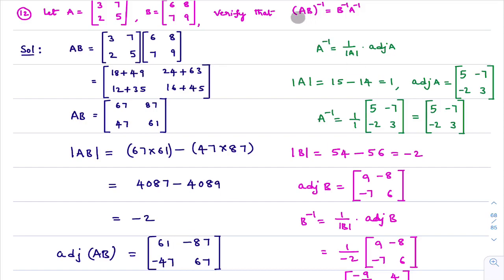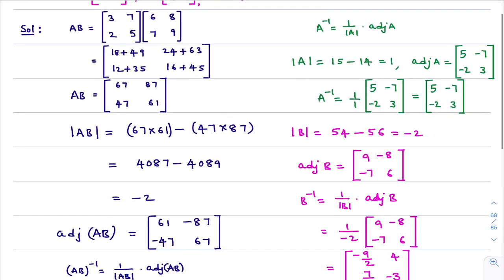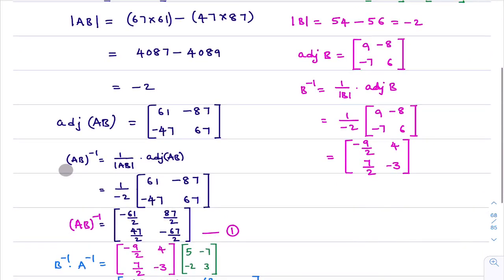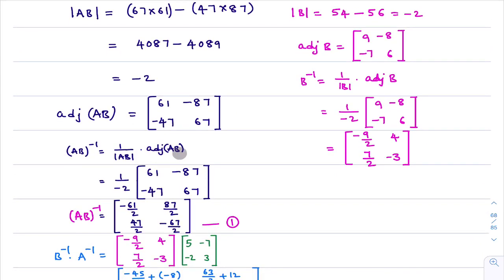Now I am calculating this LHS, AB whole inverse. What is AB whole inverse? The formula is 1 by determinant of AB into adjoint of AB. 1 divided by determinant of AB, we got minus 2, right? So minus 2 into adjoint of AB, which we just calculated. I want to simplify this further. Multiply each element of this matrix with minus 1 by 2. Minus 61 by 2. Minus of minus will become plus 87 by 2. Minus of minus will become plus 47 by 2. Minus 67 by 2. So I calculated AB whole inverse.